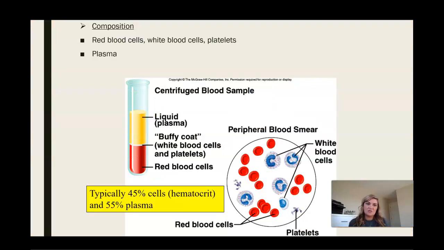Now, with the composition of blood, you have, of course, your red blood cells, the white blood cells, and platelets like we just saw, and then there's going to be the liquid portion. That liquid portion is going to be the plasma. And of course, you can see it separated here.